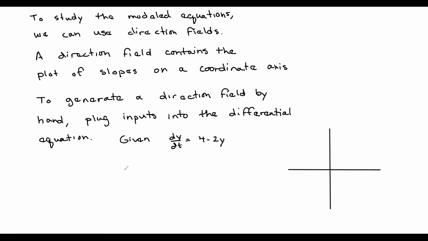To do that, you pick a point and plug it in. So you could plug in 0. Since there's no t in the equation here, let's just leave t generic. So I plug in t comma 0 for any t value, and I end up getting 4 minus 2 times 0, so I end up getting 4. What this tells us is that for all t values that have a coordinate of 0 for y, we're going to get a slope of 4. And so we're going to draw slopes of 4.